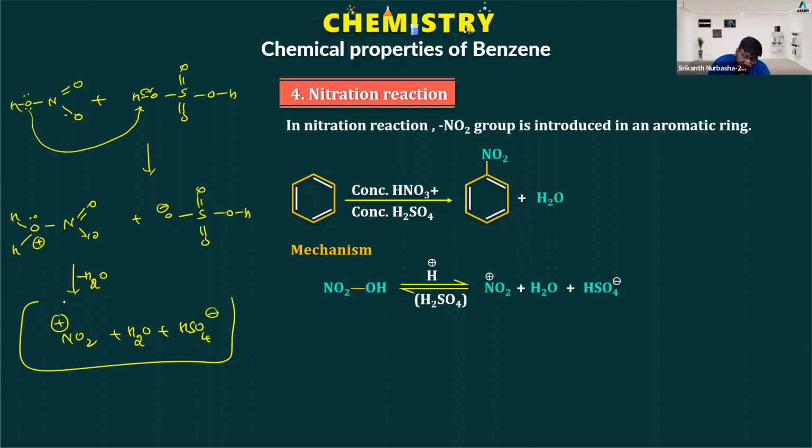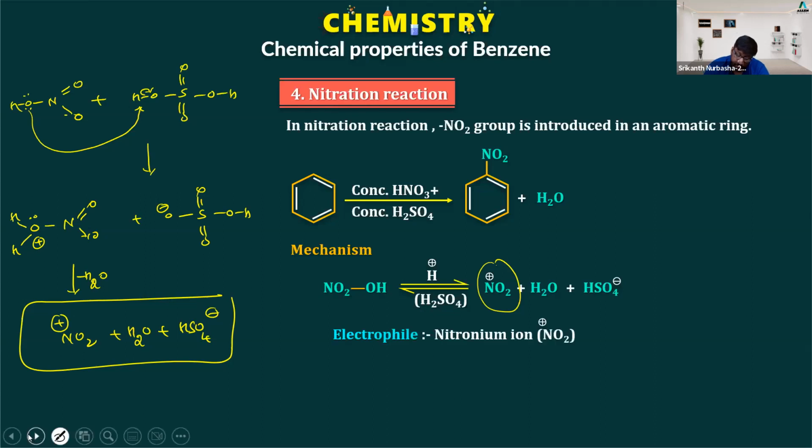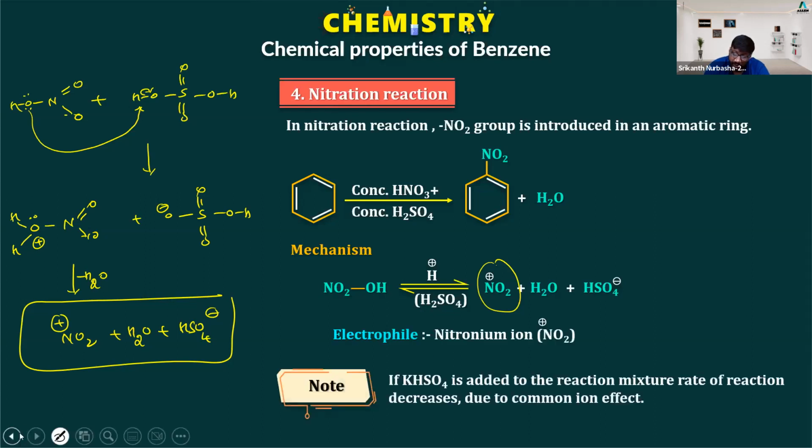So these are the species present when H2SO4 reacted with HNO3. Whenever H2SO4 is reacted with HNO3, you get NO2 plus, H2O plus HSO4 minus. This is the electrophile. That electrophile will be substituted on the benzene ring. Nitronium ion NO2 plus is substituted.